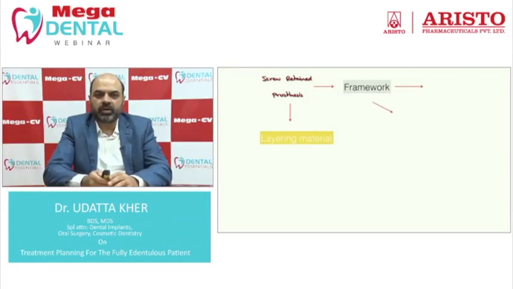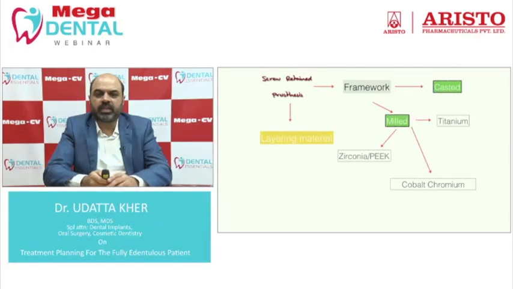So as far as the framework is concerned, the frameworks can either be casted or the frameworks can be milled in the laboratory. The casting is typically done in non-precious alloys. When it comes to milling the prosthesis, the milling procedure can either be accomplished using titanium, it can be done using cobalt chromium, or it can be done with the help of some modern materials like zirconia or PEEK, which are more tooth colored materials that have become quite popular in the last decade or so.